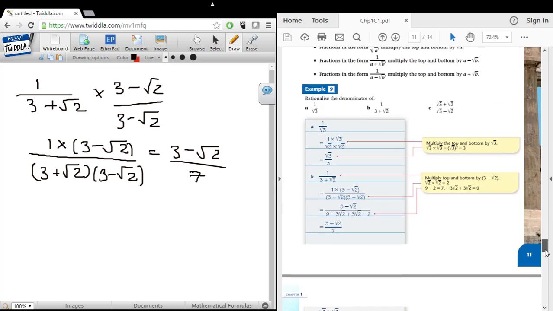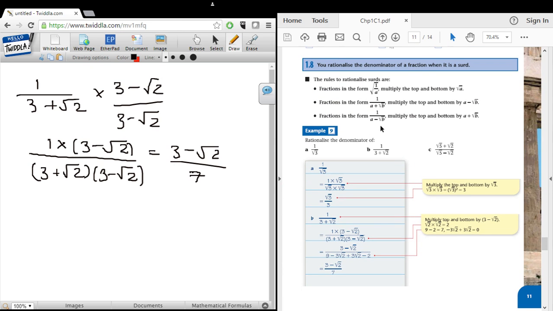And again, you can go through some of the other examples here, for instance C, which utilizes both the positive and the negative.